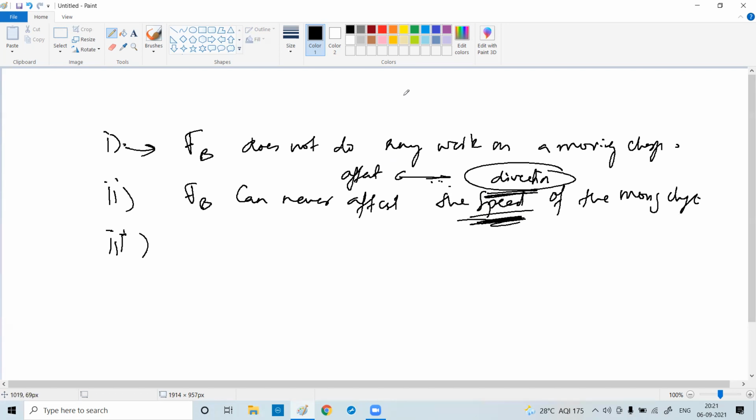May or may not. Depends. But the speed is never affected. It may change their direction, depends, may or may not. We might have scenarios. Very, very important. Clear?